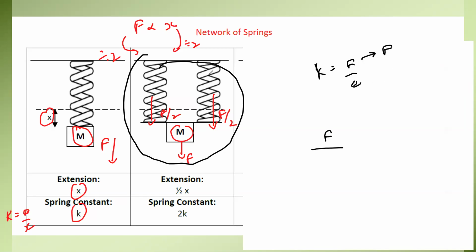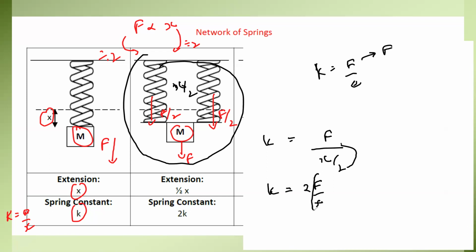The extension of the whole system is not X here, it is X by 2. Why X by 2? Because each spring, the force is divided. So extension will become X by 2. So what is K here? When I simplify, because 2 is a denominator of a denominator, it will be multiplied with the numerator. So it will be 2F over X.